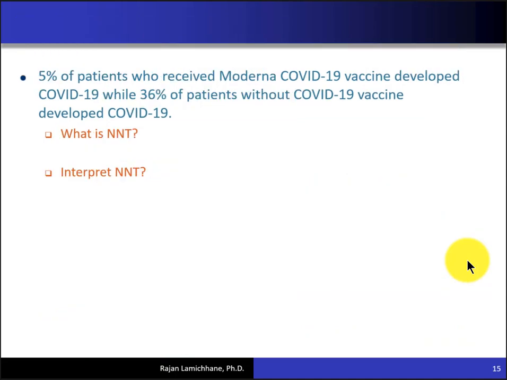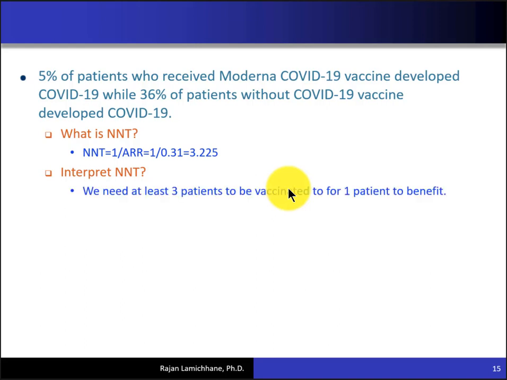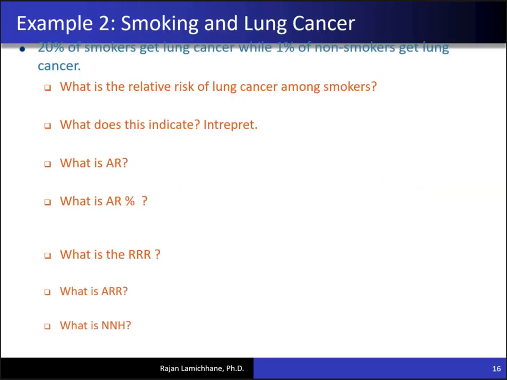How do you calculate the number needed to treat? Since relative risk is less than 1, we can calculate number needed to treat, and number needed to treat is the reciprocal of ARR. So you can just calculate 1 over 0.31, which is 3.225. This means almost 4 individuals need to be treated for 1 patient to benefit, or if you round down, at least 3 patients need to be vaccinated for 1 patient to benefit. So let's see another example.